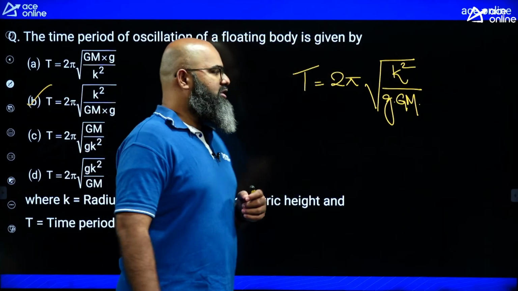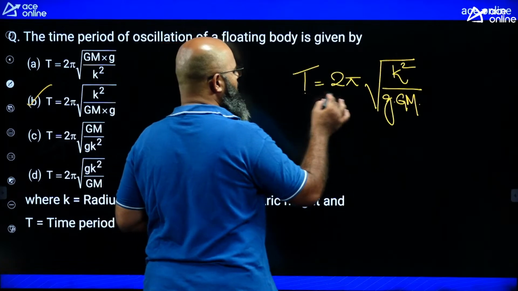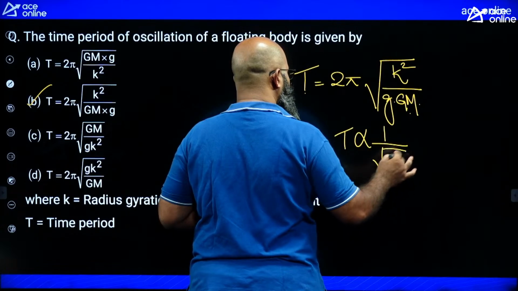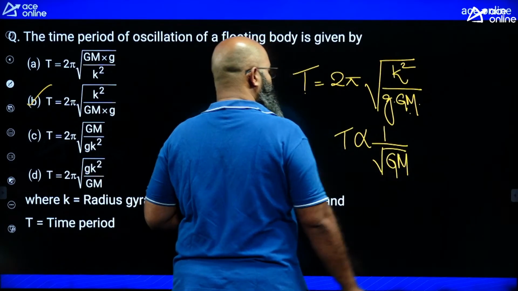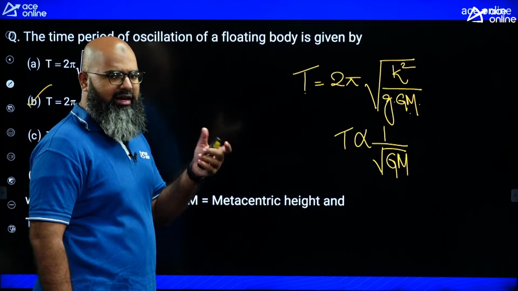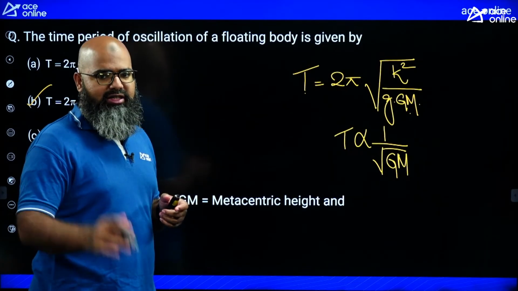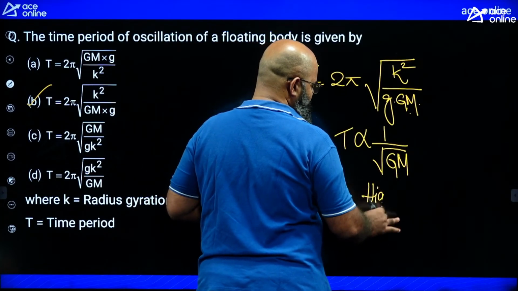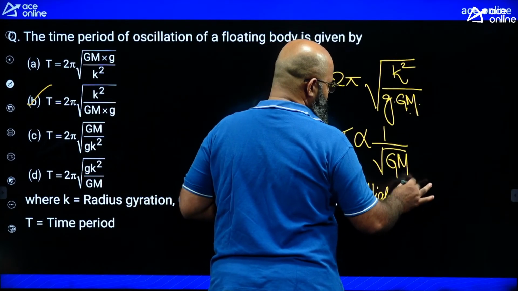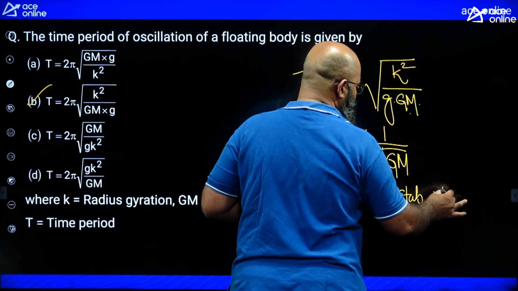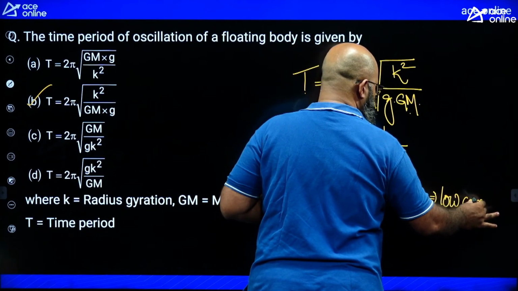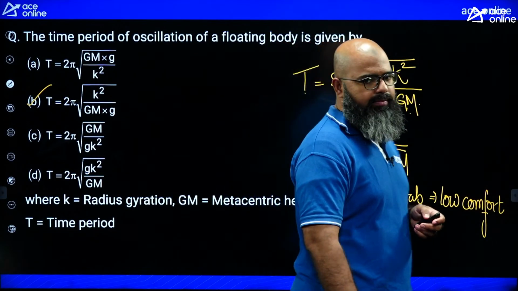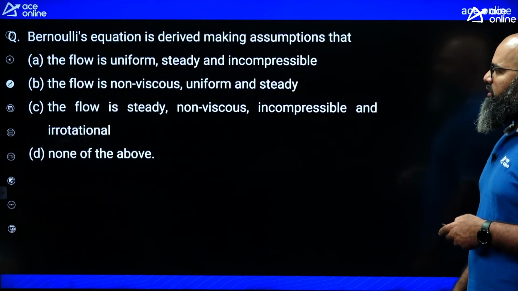One more question they can ask you from here is, how is time period going to vary with respect to GM? Remember, time period is inversely proportional to root over of GM. More the metacentric height, less the time period, faster the oscillations. So high stability, remember this thing, high stability implies low comfort. Remember this rule.